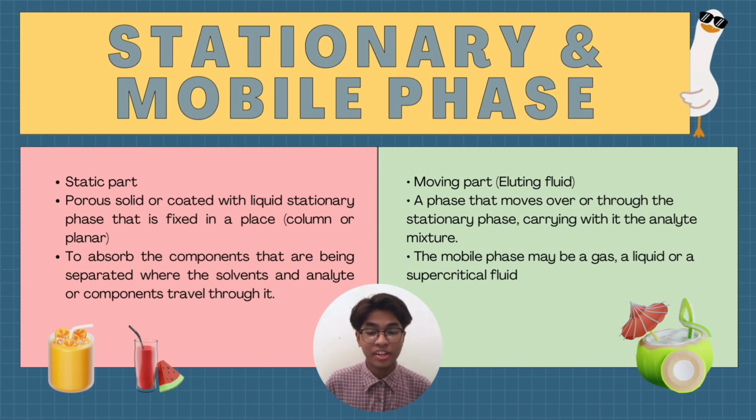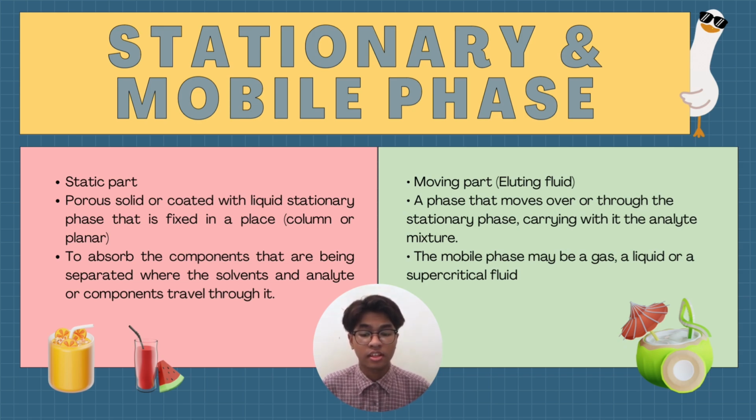Now, we will explore two fundamental concepts, the stationary phase and the mobile phase, which are crucial for the separation process in chromatography. The stationary phase is the static part of the chromatography system. It consists of a porous solid or is coated with a liquid stationary phase that remains fixed in place, either in a column or on a planar surface. Its primary function is to adsorb the components being separated as solvents and analytes travel through it.